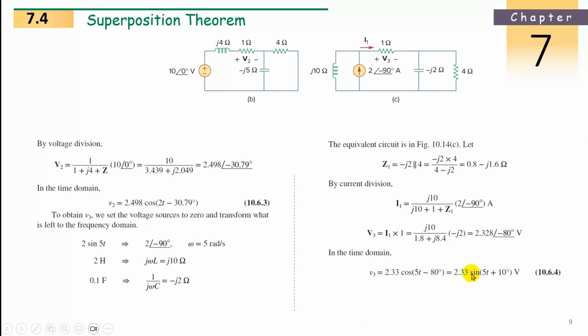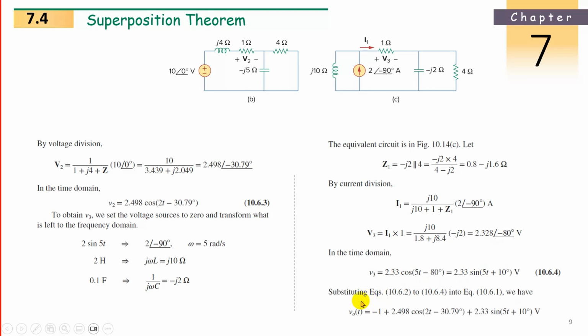V3 in the form of a sinusoid is 2.33 sin(ωt + 10 degrees). Why is it 10 degrees? Because it is minus 80 in cos form, and we want it in sine form. Convert this into sine form, because the equation for V2 is in cos form. Then it is 2.33 sin(ωt) plus 10 degrees.